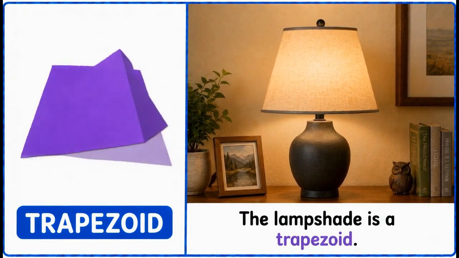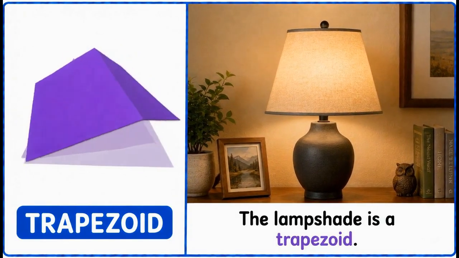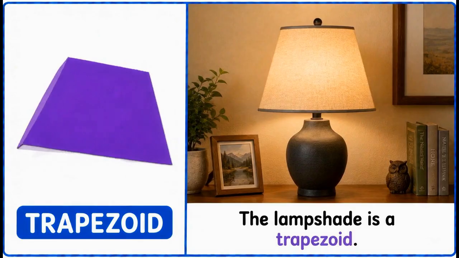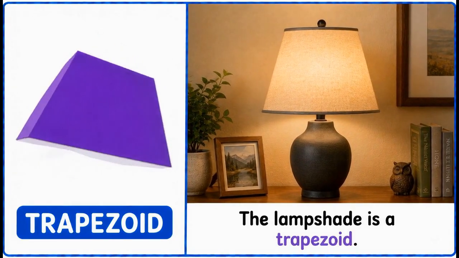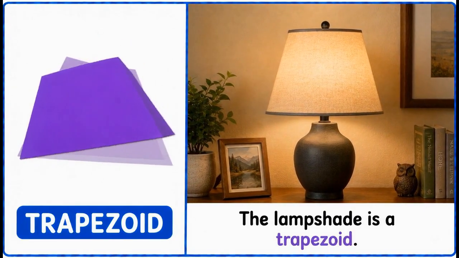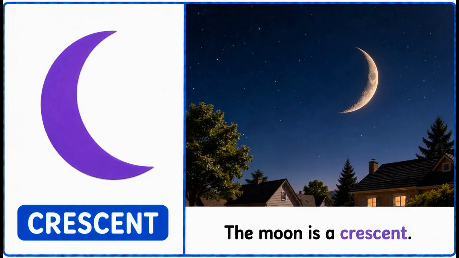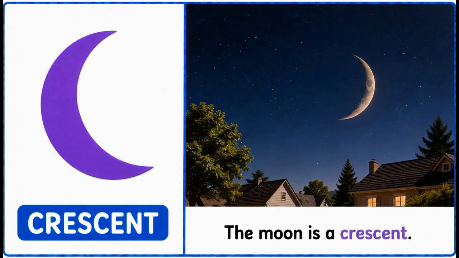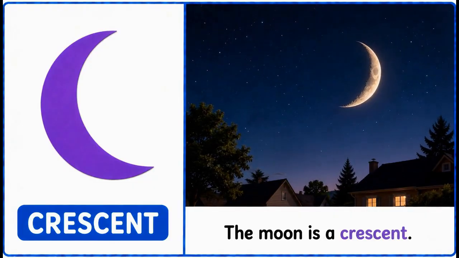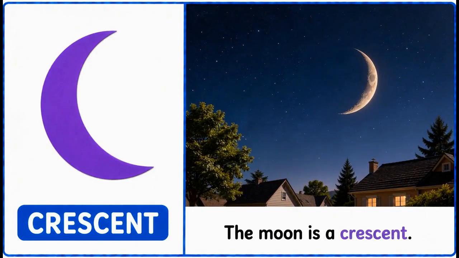Trapezoid. The lampshade is a trapezoid. Crescent. The moon is a crescent.